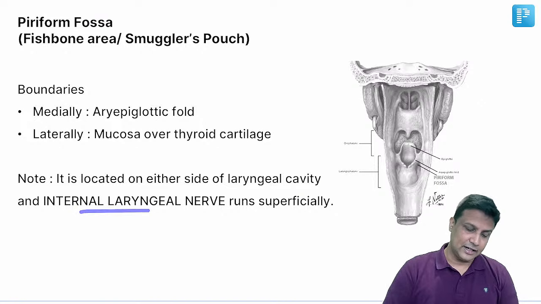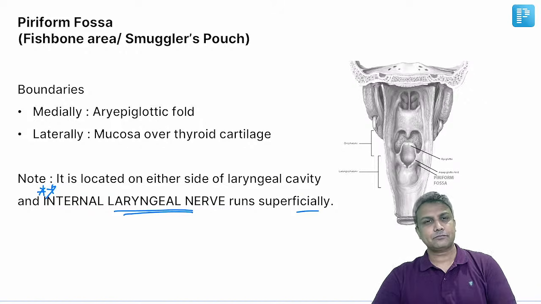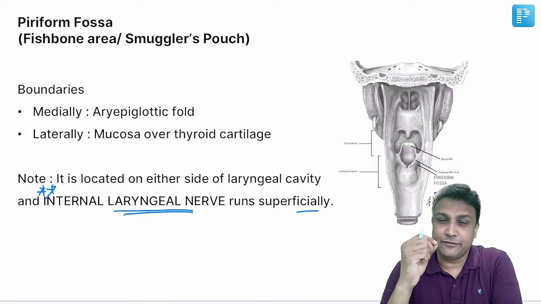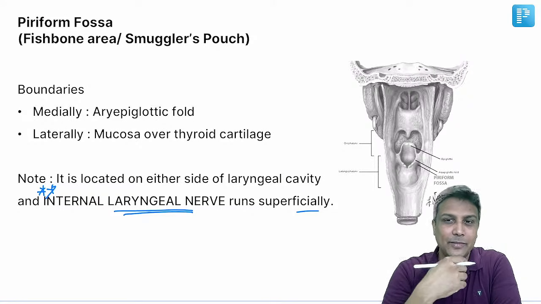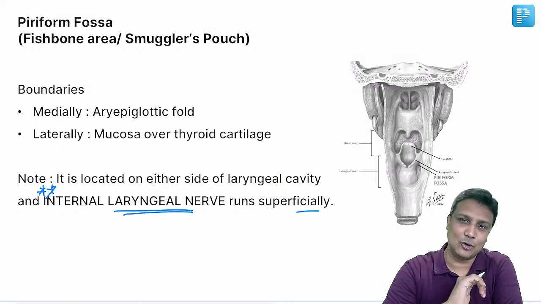There is a nerve, and this nerve is very much important, my dear friend. The internal laryngeal nerve runs superficially here. So whenever we are eating fish, the fish bone will go and get lodged there, and we'll be getting some pain. That pain is actually via this nerve only, the internal laryngeal nerve. That is very much important. They'll be giving a clinical question about this one.